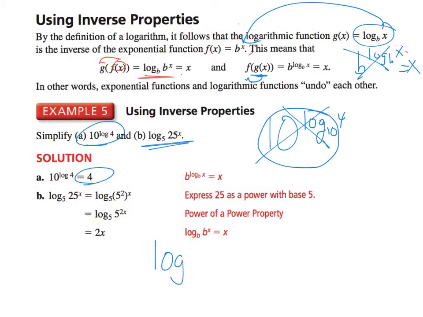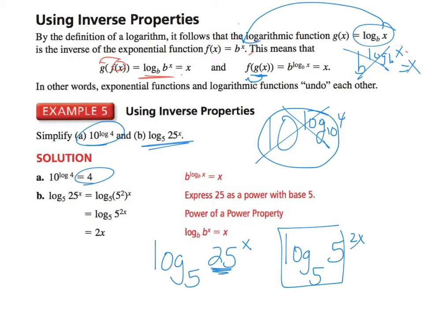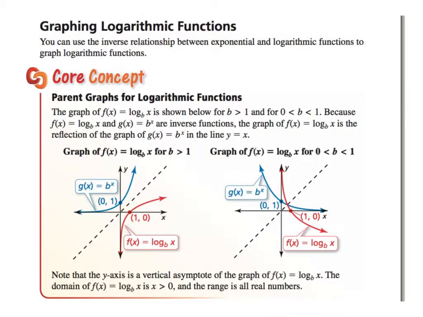We have log base 5 of 25 to the x. Well, we have to make the bases the same here. So we have to make 25 into 5. So we could write that as log base 5 and then 5 squared, which means 5 to the 2x. That means the log and the 5s cancel. You are left with 2x. Weird, I know.